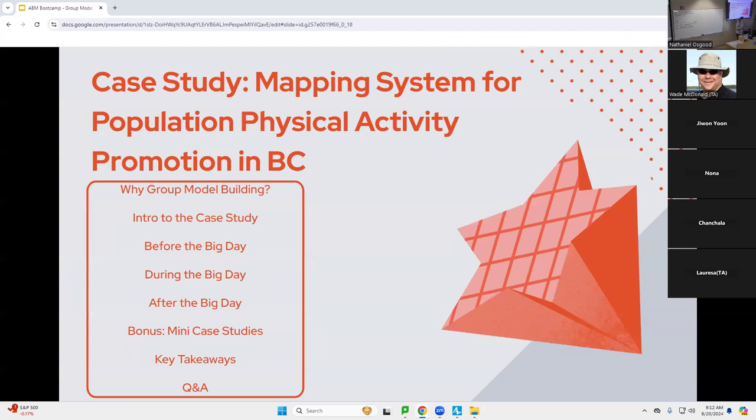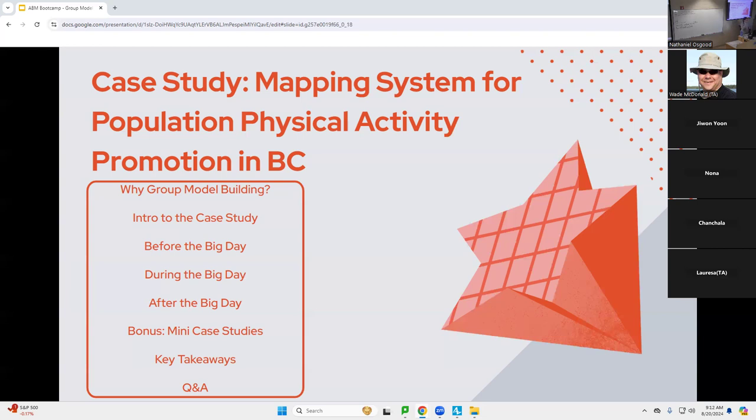So really quick, we're going to talk about why group model building, what's the point, that sort of stuff. We're going to do an intro to the really big case study that we're going to look at today, and go over it in quite a bit of detail. I usually use this presentation for people in health science who are interested in getting this process started. What kind of steps are involved? So that's the recipe and formula that I'll be giving you today.